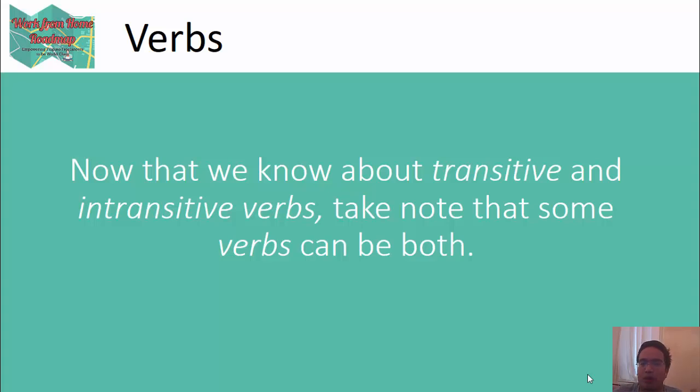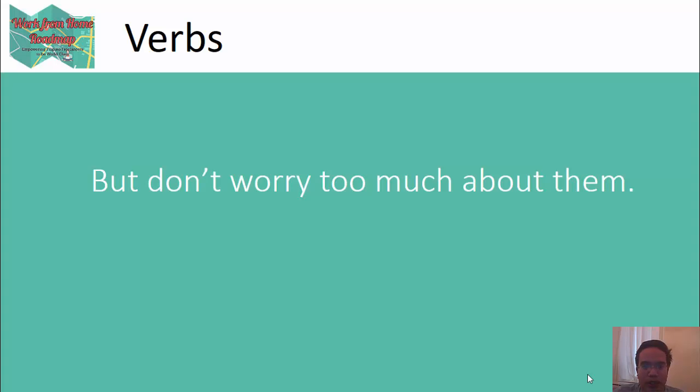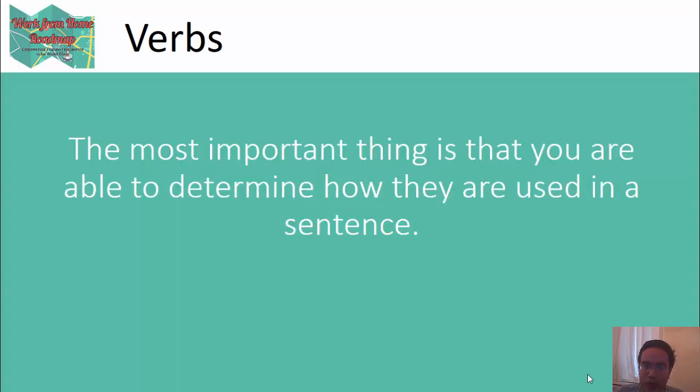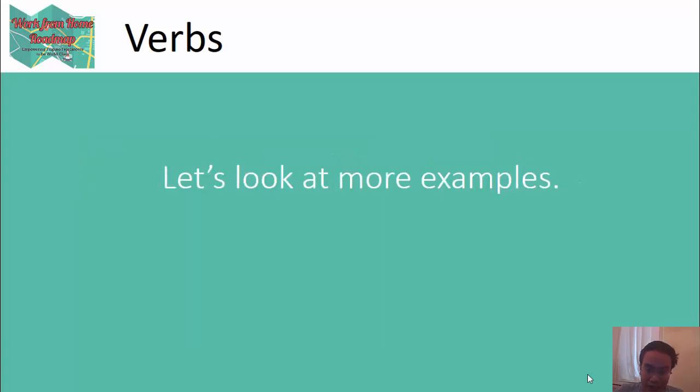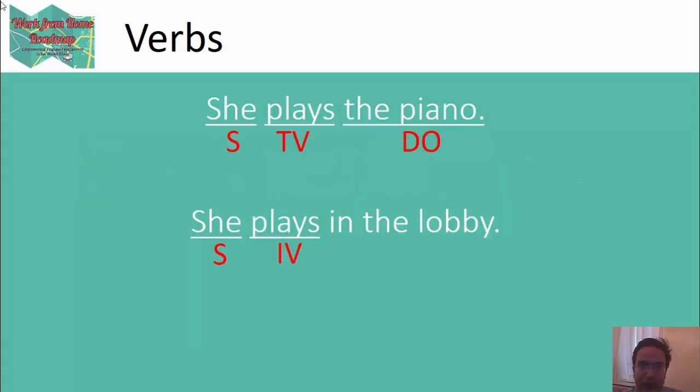Now that we know about transitive and intransitive verbs, take note that some verbs can be both transitive and intransitive. Don't worry too much about them though. The most important thing is that you are able to determine how they are used in a sentence. Let's look at more examples.